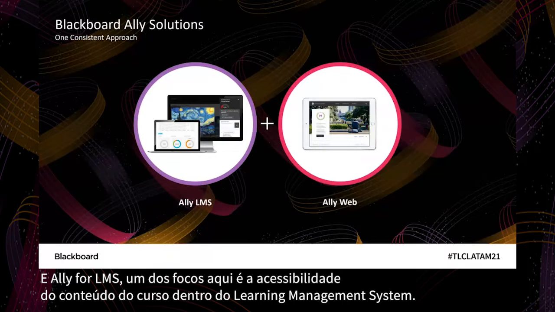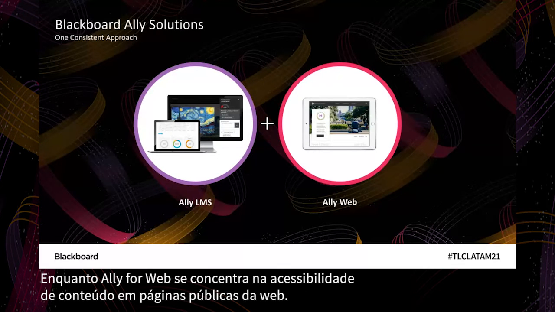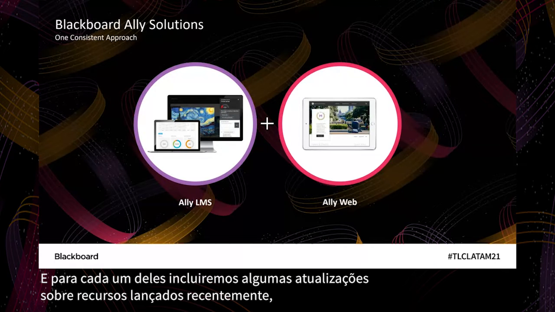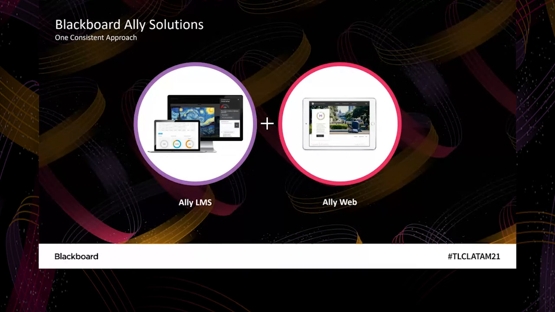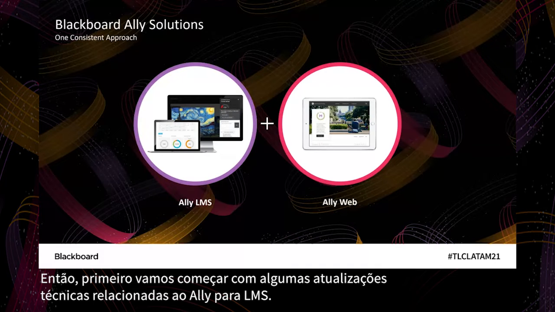Ally for LMS, a lot of the focus here is on course content accessibility from within your learning management system, while Ally for web focuses on accessibility of content on public web pages. And for each of these, we'll include some updates around recently released features, new capabilities that are going to be coming in the next few months, and then work that might stretch a little bit further into the future. So first, we're going to start off with a couple of technical updates related to Ally for LMS.